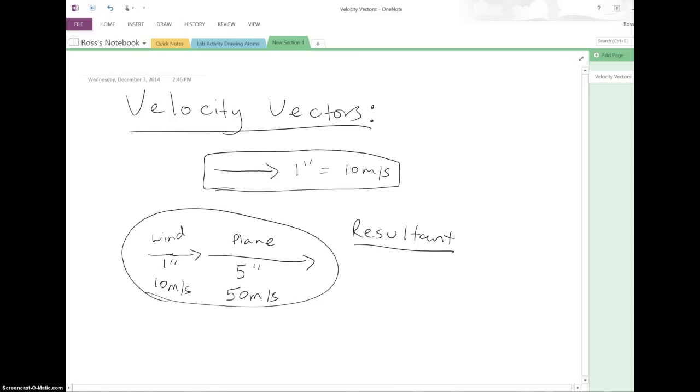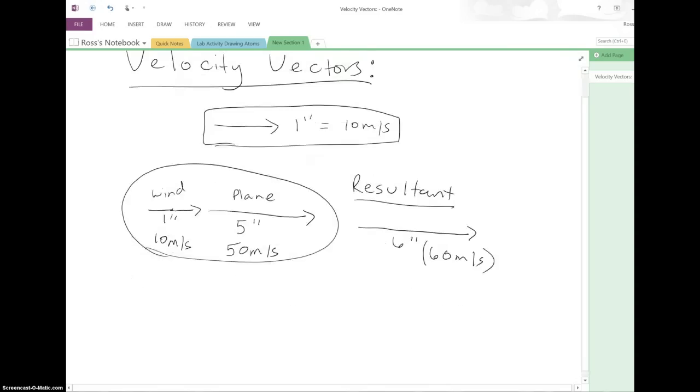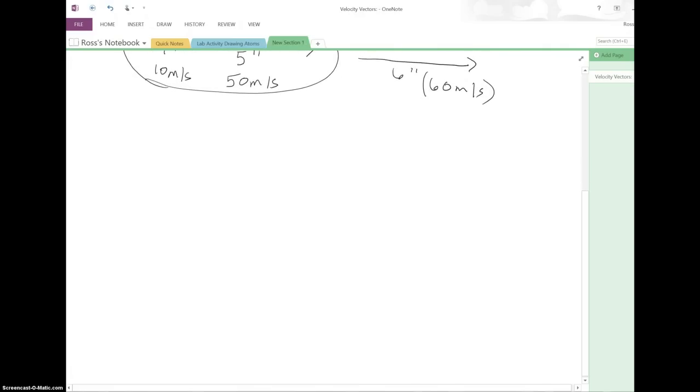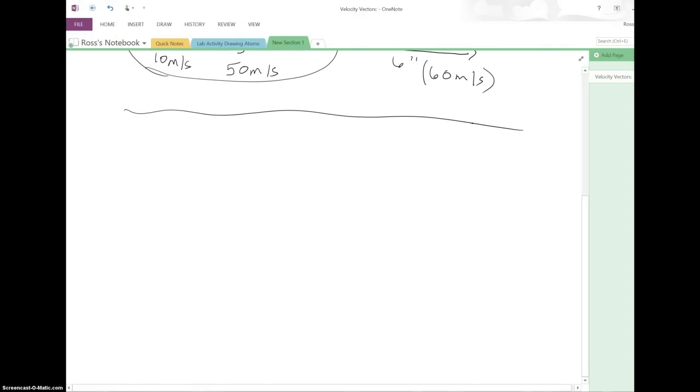So since the wind is going in the same direction as the plane, the resultant velocity would be a 6-inch vector, or we could say 60 meters per second. Either one would be a perfectly fine answer. Let's try this again in a little bit different way. We'll just always say the short one is going to be the wind, and the long one is the plane or the car or whatever's moving.